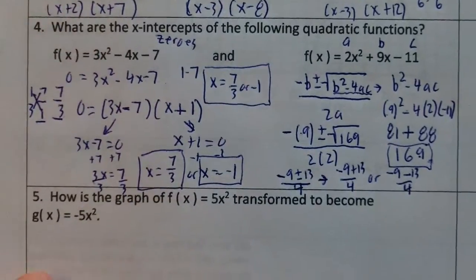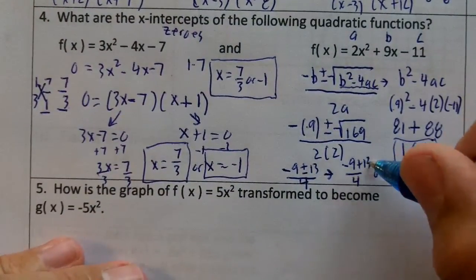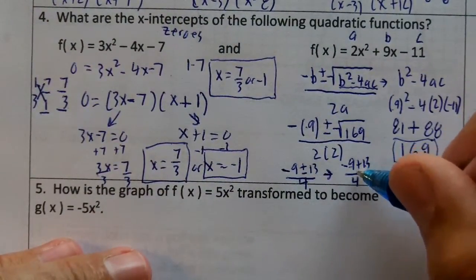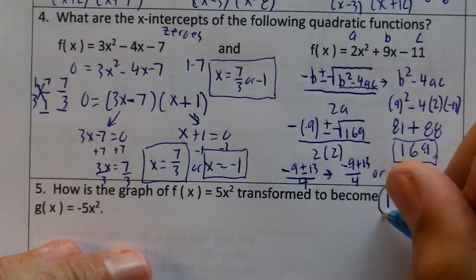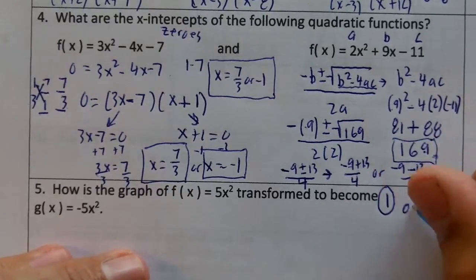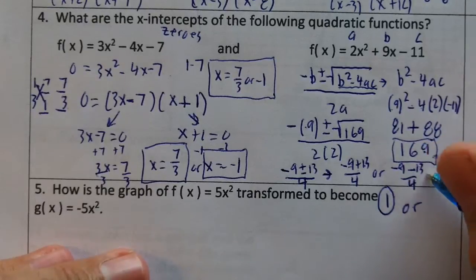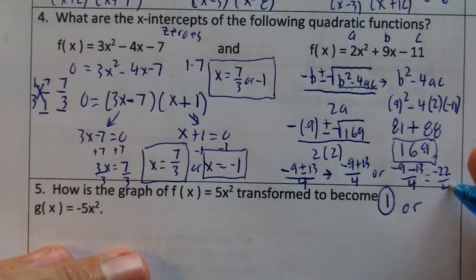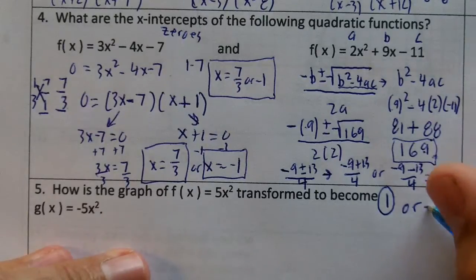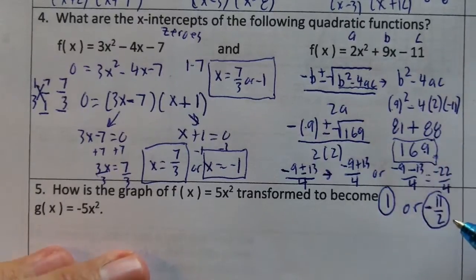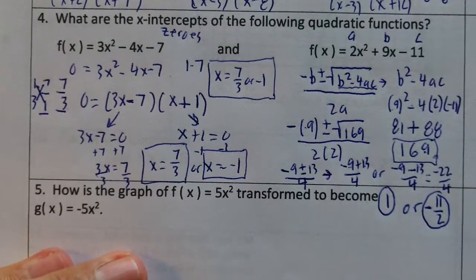Okay, and we're going to go down into the next problem here. Negative 9 plus 13 would be 4. 4 divided by 4 would be 1. That's one of my roots. Or negative 9 minus 13 would be negative 22 over 4. And if you punch that in on the calculator, it'll simplify to negative 11 over 2. So my 2 zeros on that one are 1 and negative 11 over 2.